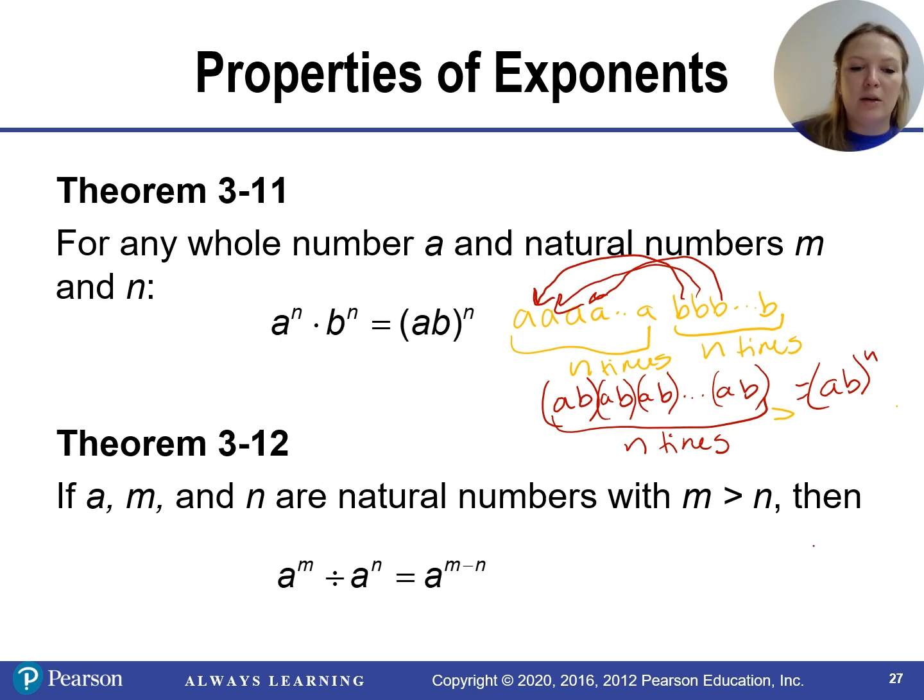If we want to go back from the property that we talked about earlier, that a to the m times a to the n is a to the m plus n, we actually can go the other way with division and say if we divide a to the m by a to the n, we subtract the exponents instead.